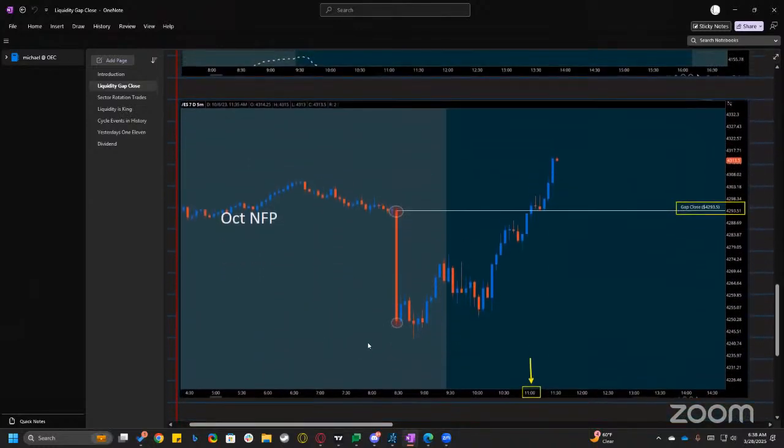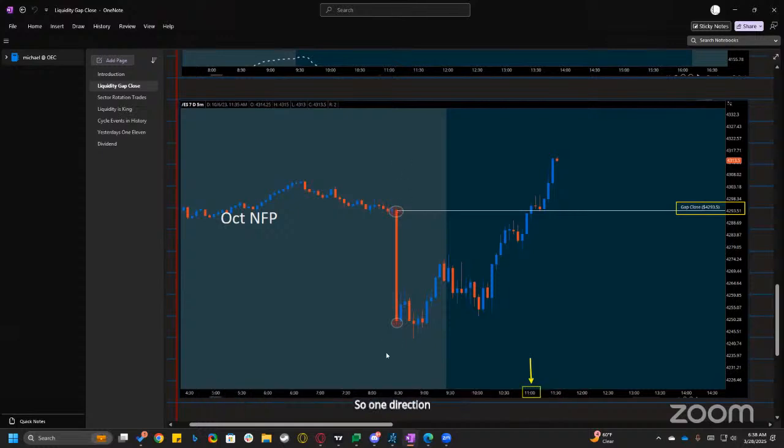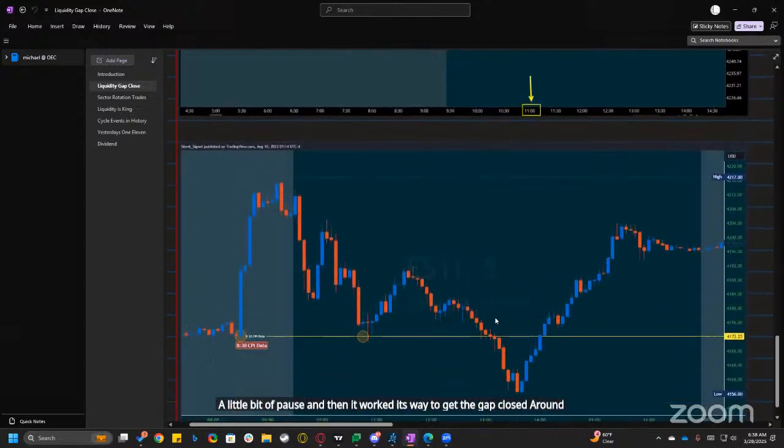Or non-farm payrolls here, where it went to the downside. You can see it really didn't try to go up at all. So one direction, no big wicks, a little bit of pause, and then it worked its way to get the gap closed around 11 o'clock.